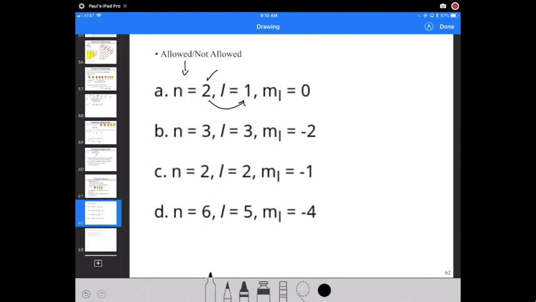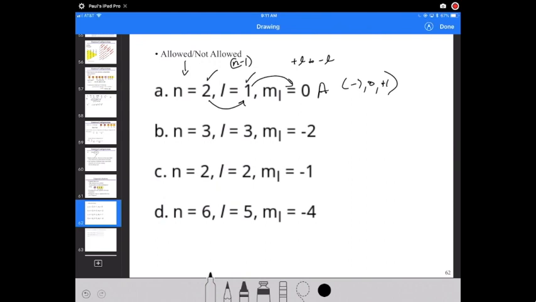What's the highest number of the second number, the l number? It has to be n minus 1 or anything below, all the way to what number? 0. So if I'm at 2, does 1 work? Yes. The third number is something that is plus l to minus l, meaning that the possibilities for 1 could be minus 1, 0, plus 1. Those are the possibilities. So, based upon this number, is that a possibility? Yes. This is allowed.